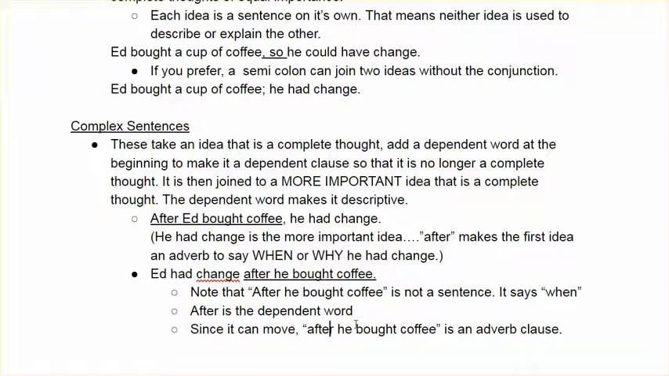So what this says is, these take an idea that's a complete thought, adds a dependent word. I'm going to call it a subordinate conjunction. Most of your textbooks use that phrase at the beginning to make it a subordinate clause. I use the word dependent because some books use the word dependent instead. And that means the idea with the subordinate clause is no longer a complete thought. It is then joined to a more important idea that is a complete thought. The dependent word makes it descriptive. All of that is a lot of words.